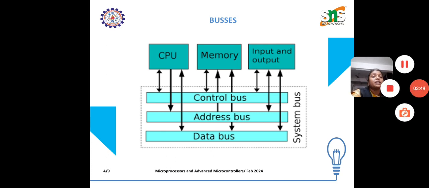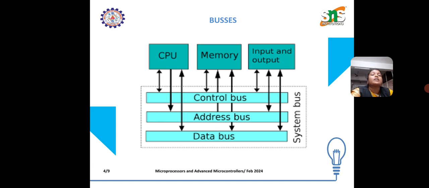There are two types of control signals, and read and write are the basic control signals. If the read and write operations belong to memory, they are called memory read and memory write. And if the read and write operations belong to the input and output devices, they are called IO read and IO write. So a bus is a communication path to transfer the data, and there are three types of buses.